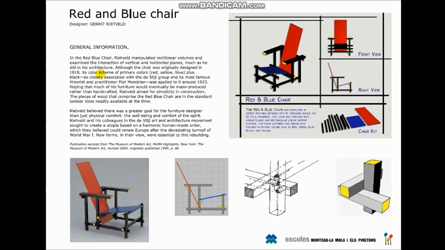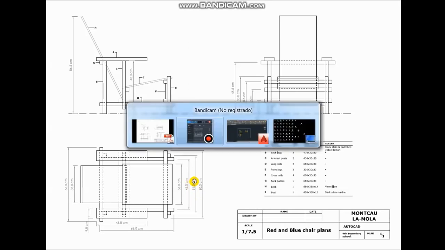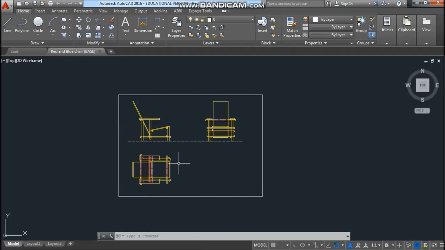Apart from this, what will the AutoCAD exercise consist of? If we go to the next page, you see the plans of the chair, okay? You see the floor plan, the side view and the front view. So what you are going to do is this plan, okay? In this case, you're not going to start from zero. You're going to start with this piece of information.